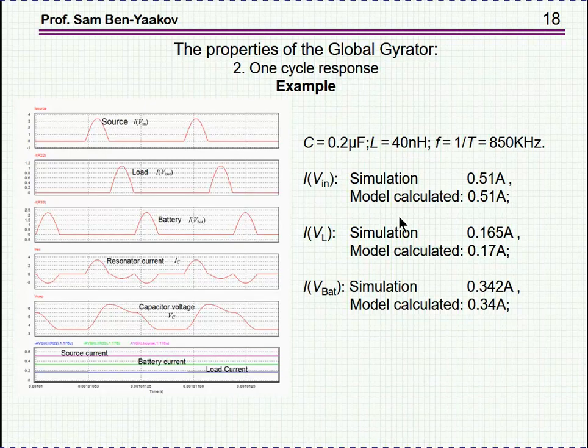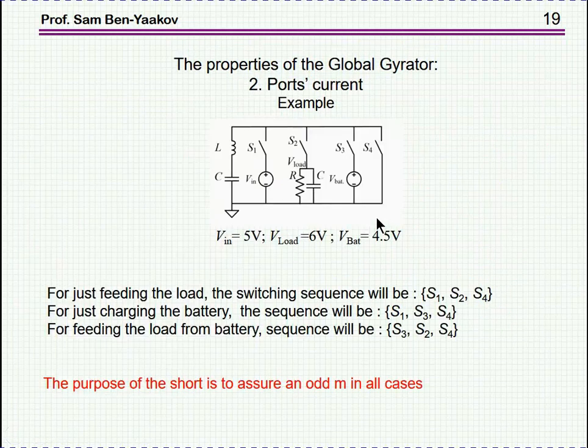experimental results show the same degree of agreement between the results and the theory. I'll show some later. So in this case, if the switching sequence is S1, S2, and S3, we will have energy coming out of the source into the load and into the battery. By changing the sequence, for example, if we change it to S1, S2, and S4, this is now a short, we'll have energy coming off the source and into the load.